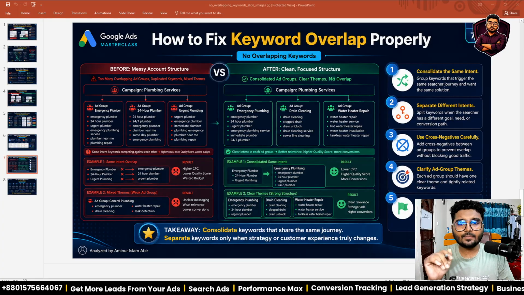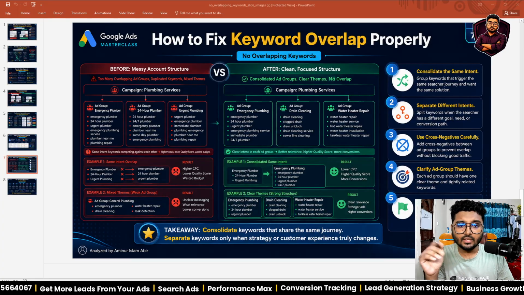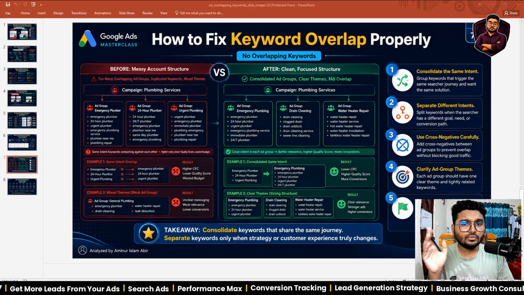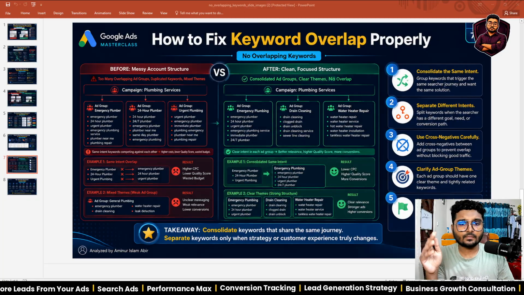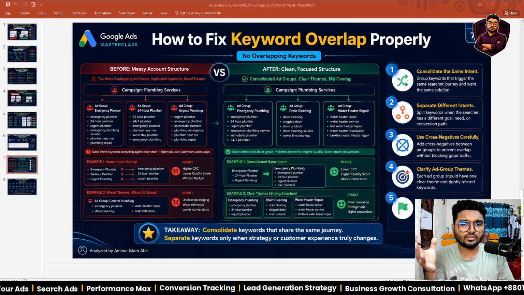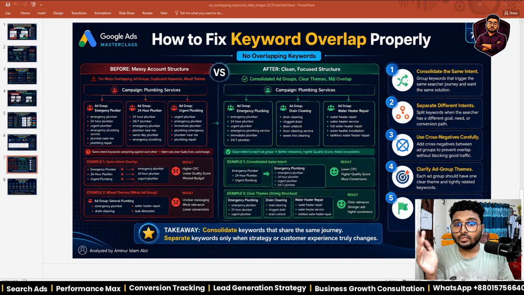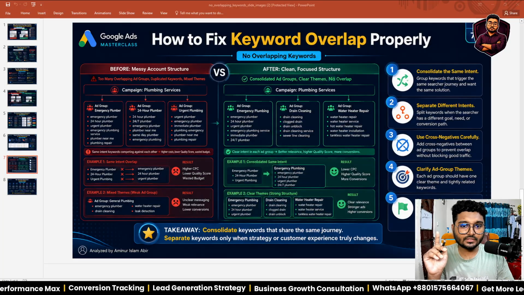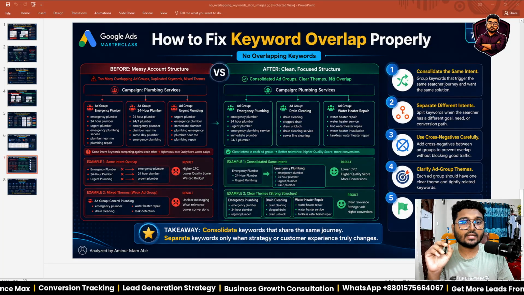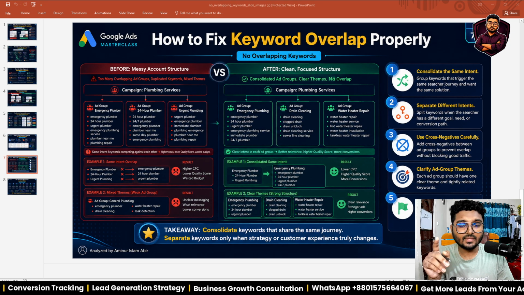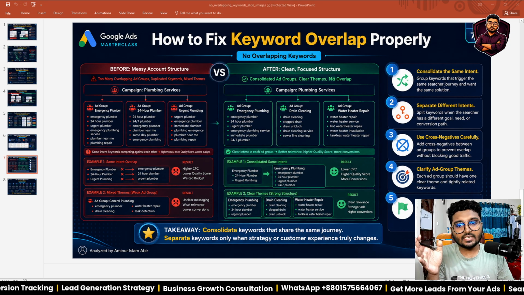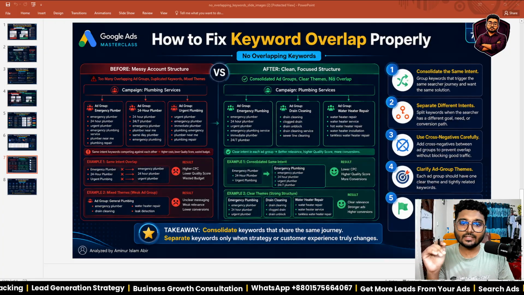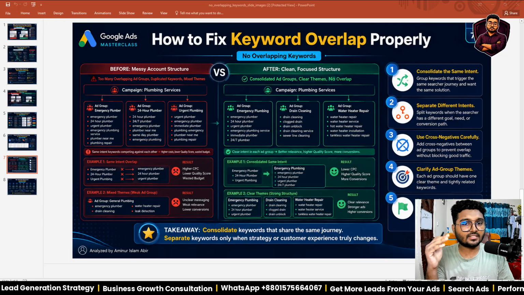Solution 5. Separate campaigns only when necessary. Use separate campaigns when you need different budgets, locations, bidding strategies, business hours, conversion goals, profitability controls, or brand and non-brand reporting. Do not create extra campaigns only because the keywords look different. Create separation when the strategy genuinely changes. Consolidate keywords that share the same journey. Separate them when the customer experience or business strategy changes.